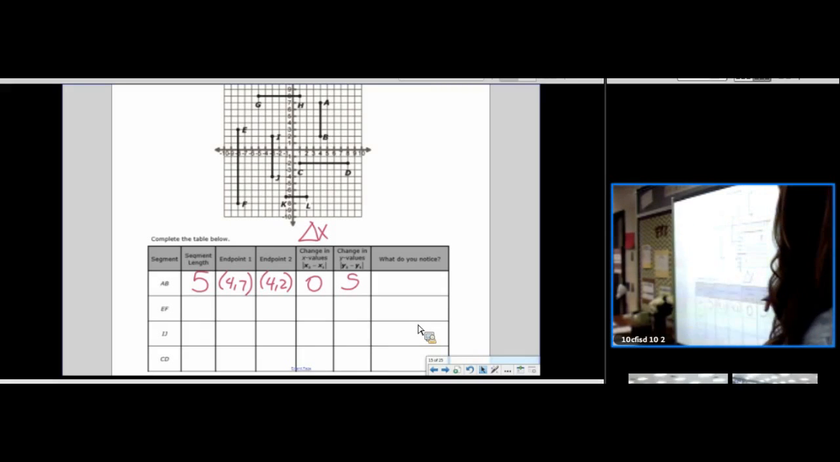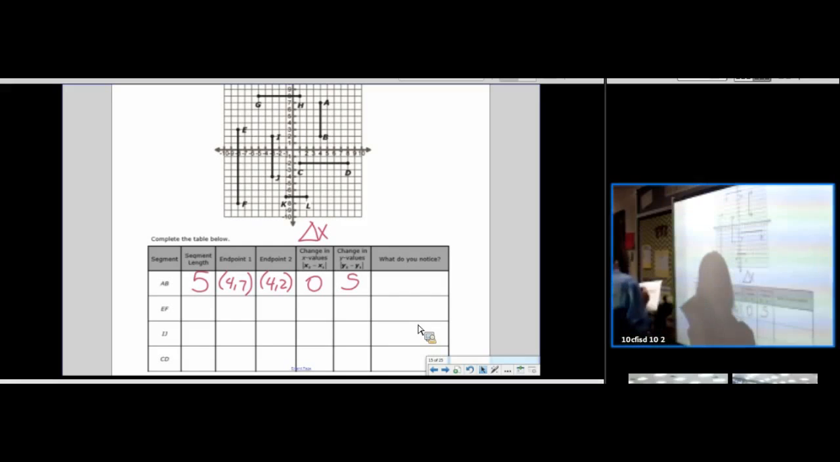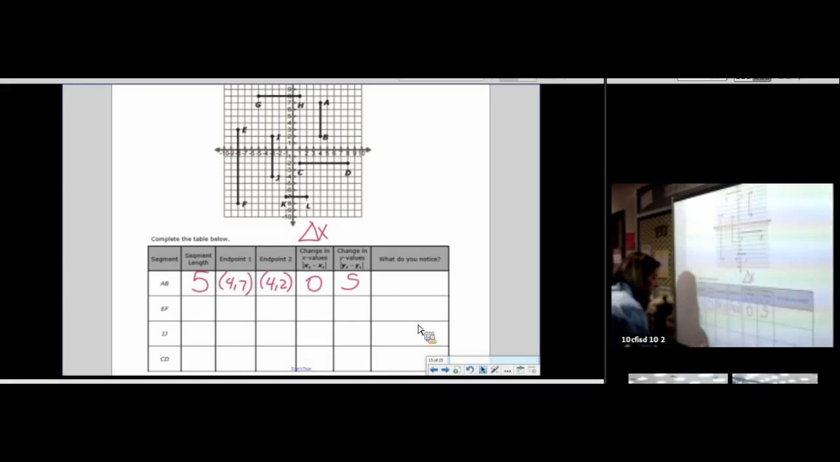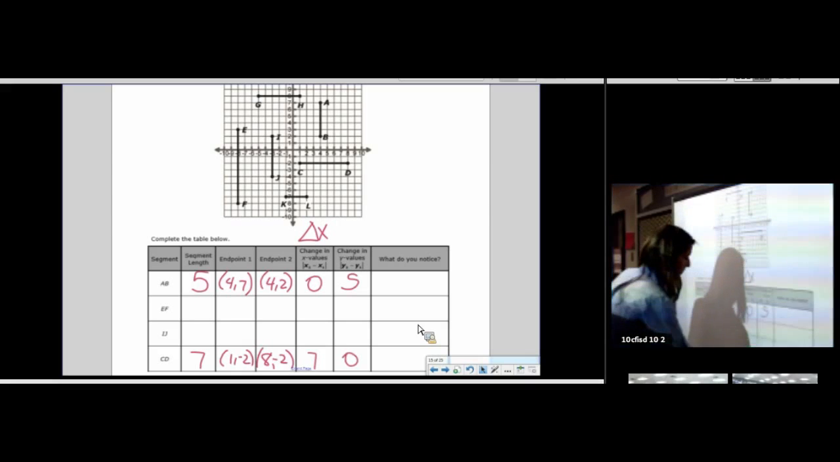EF is another vertical one. So is IJ. I'm going to jump down and do CD. The length of CD is 7. One of the coordinates is 1, -2. The other one is 8, -2. Delta x is 7. And delta y is 0.